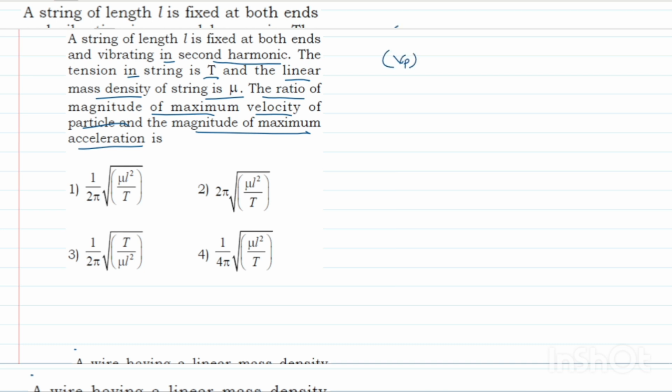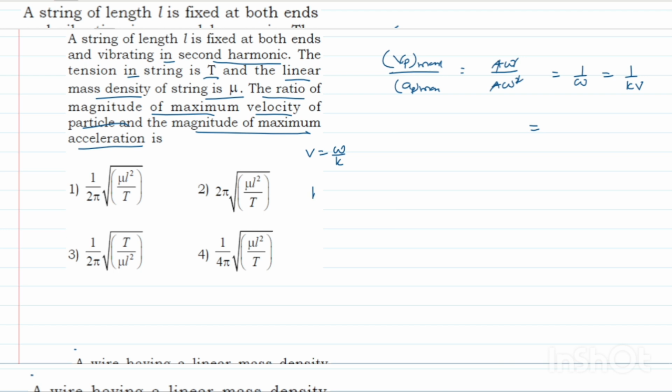So here you can take the maximum velocity of the particle by the magnitude of the maximum acceleration of the particle. The maximum velocity of the particle is nothing but omega A, or A omega, and the maximum acceleration is A omega square. Omega gets cancelled, and here we get 1 by omega. In terms of the propagation constant, V equals omega by K, so omega is 1 by K into V.